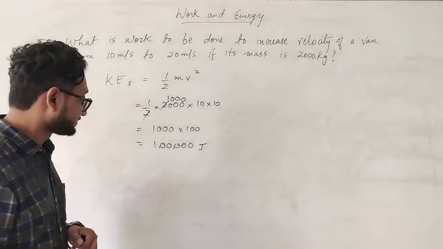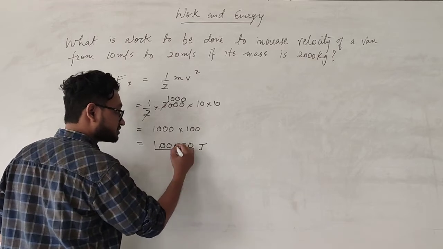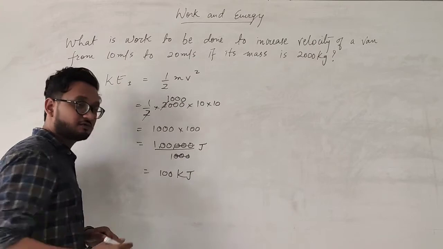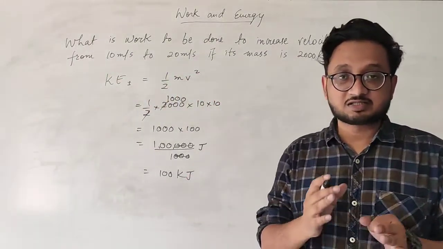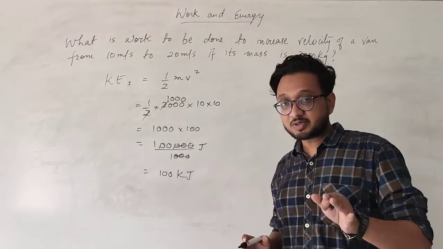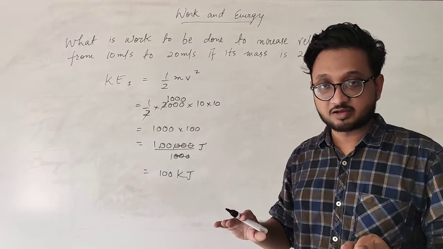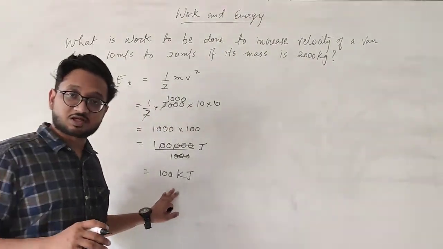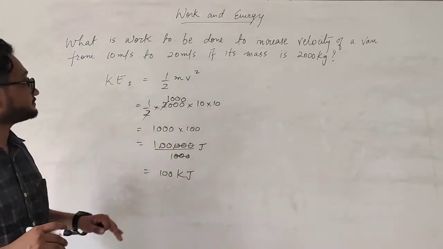So the initial kinetic energy of the van is 1 lakh joules, or in order to simplify, I can divide it by 1000. Three zeros get cancelled and I can write 100 kilojoules. So I just converted joules into kilojoules to make our answer simple. Now keep in mind you can also keep 1 lakh joules as it is, or if you want, you can keep it as 100 kilojoules. The answer is not going to change.